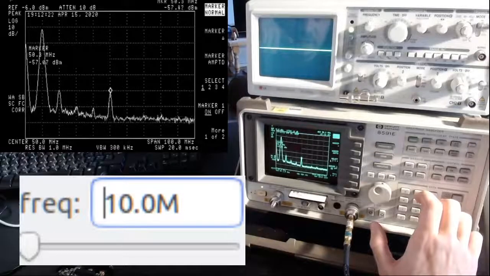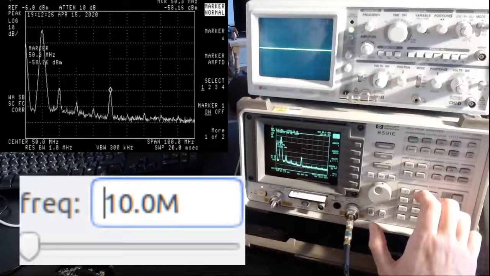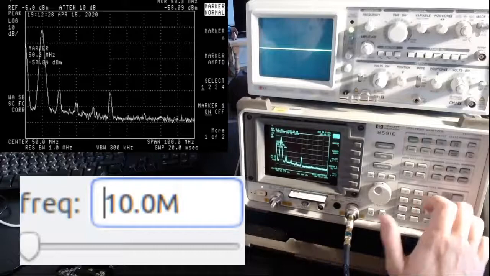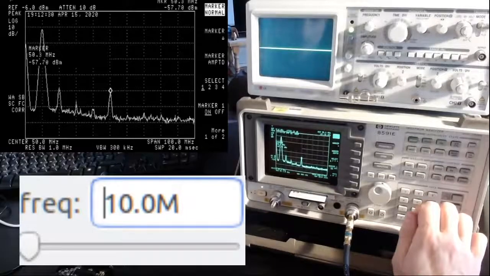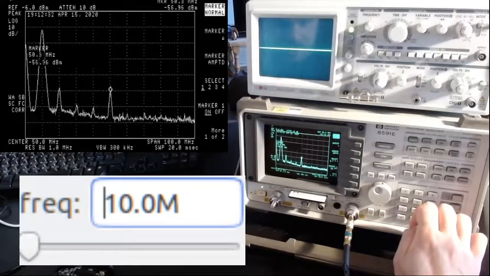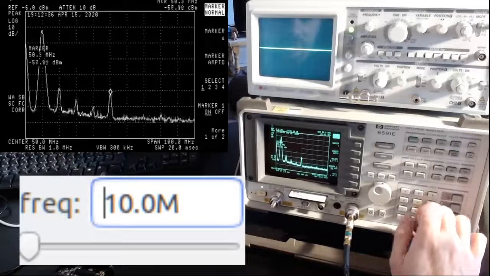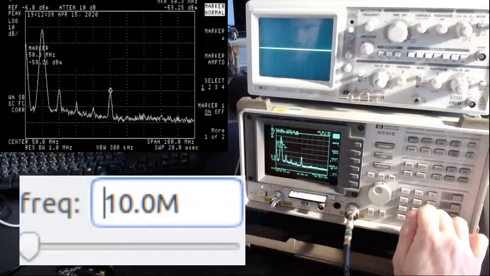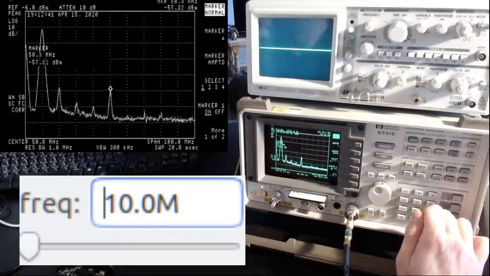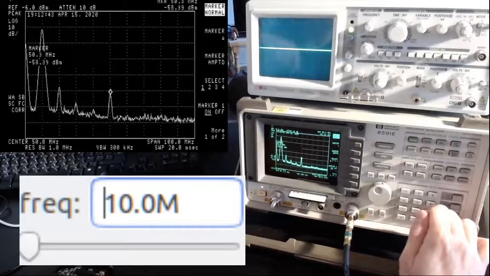Still, I think this requires filtering. For example, if you're outputting this in the ham bands at 10 megahertz, which is I think the 30 meters band, you definitely need to filter out these harmonics. The HackRF cannot be used directly with an amplifier as an emitter.